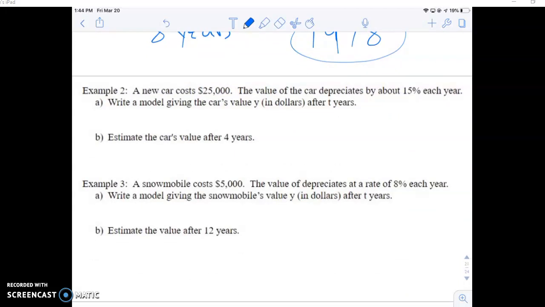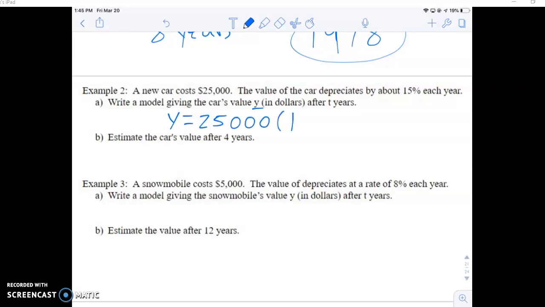Next, example 2, it tells us the new car costs $25,000. The value of the car depreciates by about 15% each year. Write a model giving the car's value Y in dollars after T years. So we're going to do that same equation. Instead of writing P, I'm just going to write Y this time, because that's what it tells us. And then we're going to write the initial amount. The initial amount the car is worth $25,000.